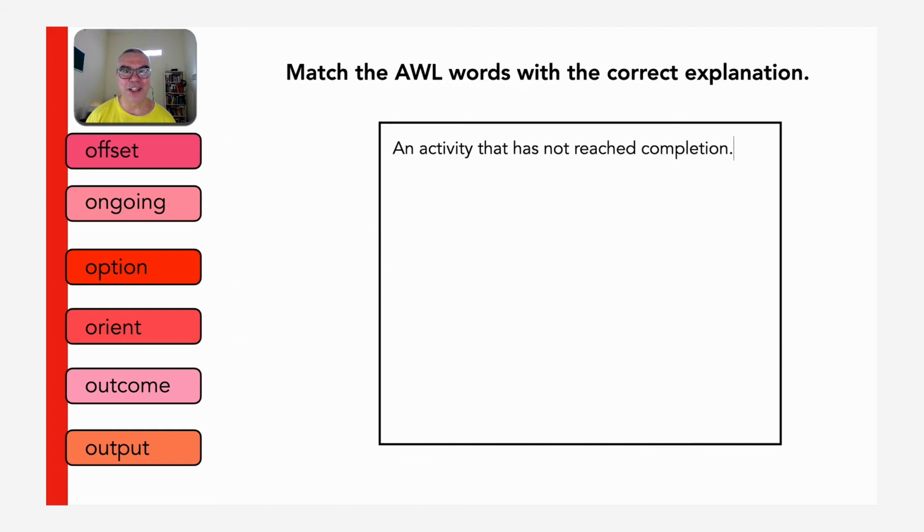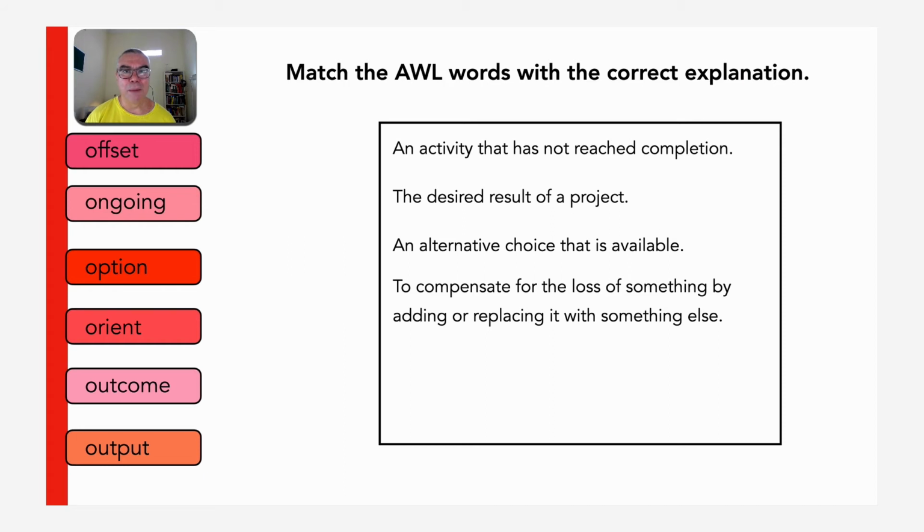So the first explanation is an activity that has not reached completion, the desired result of a project, an alternative choice that is available, to compensate for the loss of something by adding or replacing it with something else. That's a little bit of a longer explanation there. To find your way round a place. The measurable result of an activity. I hope those explanations are clear for you and that you can match them. And as usual, next up is the answer key for this group.